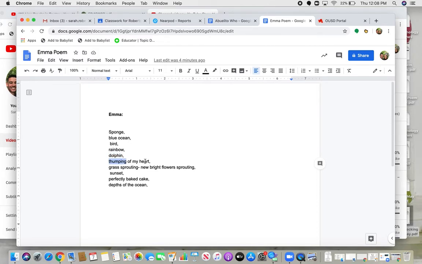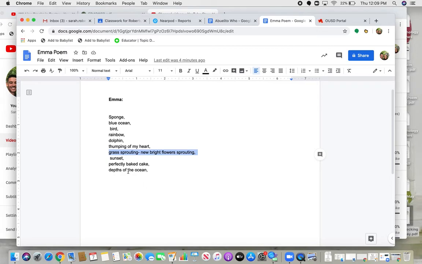So the thumping of my heart. When I look at Emma, I think of a heart, love, kindness. When I look at Emma, I see grass sprouting, new flowers. I looked out in my backyard as I was typing this and I saw my pink flowers back there. And I thought of Emma. She's growing every day. She's sprouting into a new being, a new human, a new personality every single day that I see in her, just like beautiful, bright grass and flowers growing themselves.